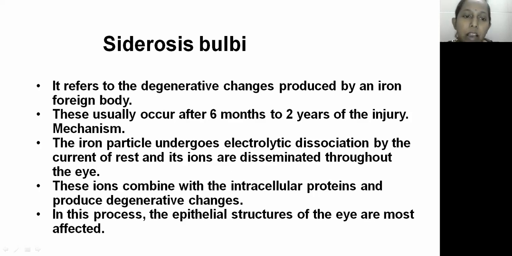The iron particles undergo electrolytic dissociation by current of rust and its ions are disseminated throughout the eye. These ions combine with intracellular proteins and produce degenerative changes. In this process, the epithelial structures of the eye are most affected. So the epithelial surface of the eye will be affected in siderosis bulbi.